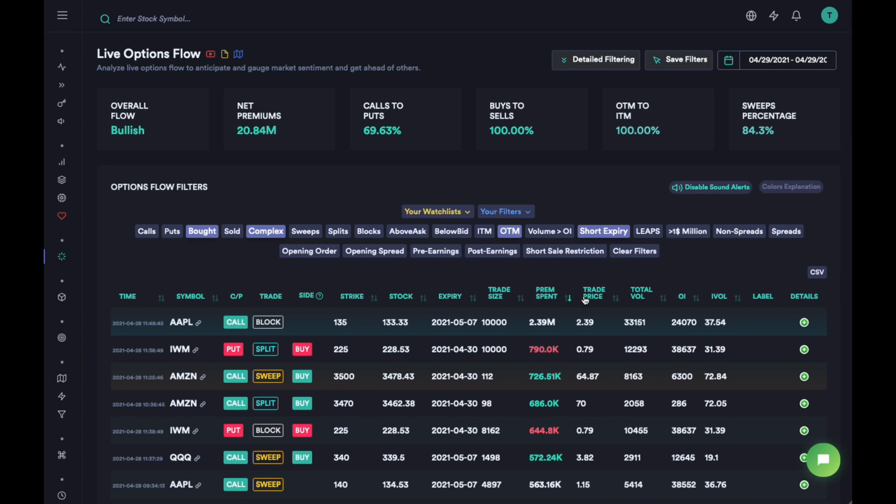So I'm hoping we have covered everything for the live options flow tool. This is such a complex tool and this is pretty comprehensive as well. So we are going to create more videos for this, but just a quick introduction in this video should hopefully be enough for you to get started and make your own plays.